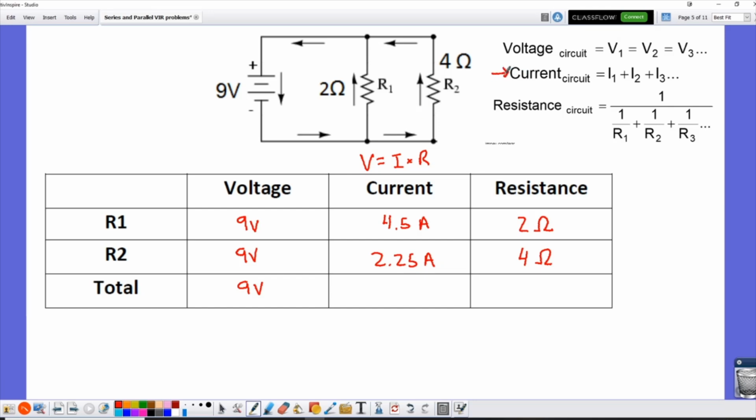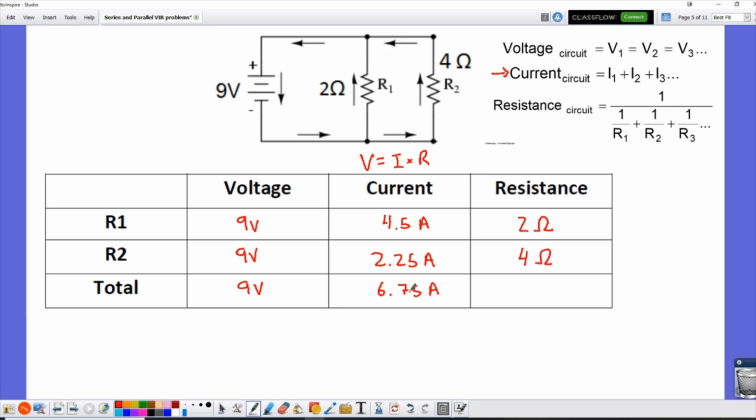Okay, we know that the total current is going to be all of the components added together. Current 1, current 2, current 3, so on and so forth. So the current at resistor 1 is 4.5. The current at resistor 2 is 2.25. Add those two up, you get 6.75 amps.